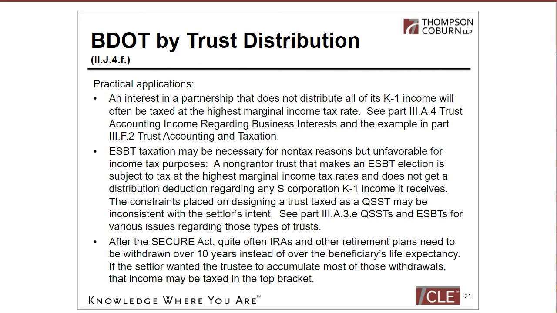Practical applications. Suppose you have an interest in a partnership. It doesn't distribute all its K-1 income. A lot of times that will be taxed at the highest marginal rate. I have an example in the materials in that part 3A4 that's mentioned in that first bullet point. And 3A4 is a discussion, and 3F2 is the example. And so I encourage you to look at that. Also, you may have an electing small business trust that owns S Corp stock. The income is taxed at the highest rate and is trapped inside the trust. There may be a way to make that be a partial beneficiary deemed owned trust and have some of that income taxed at the beneficiary's presumably lower income tax rates.